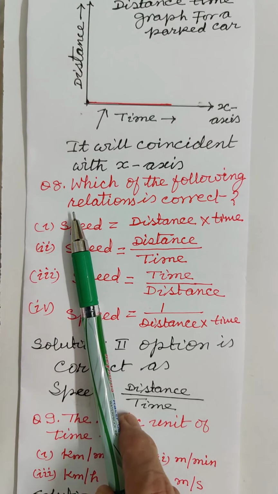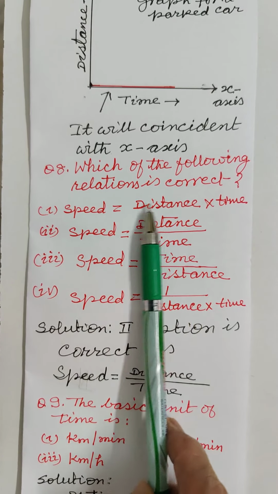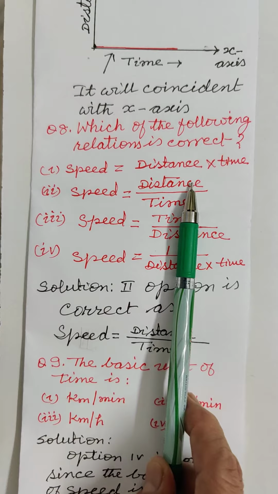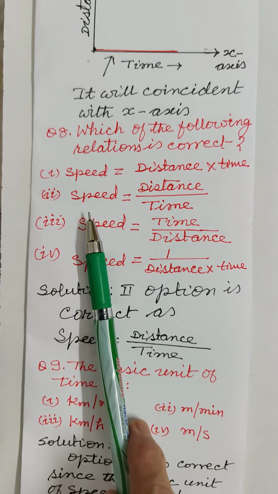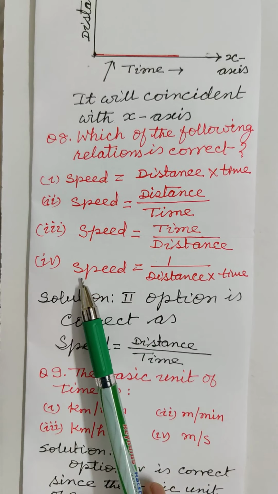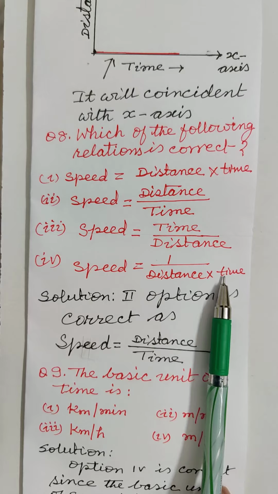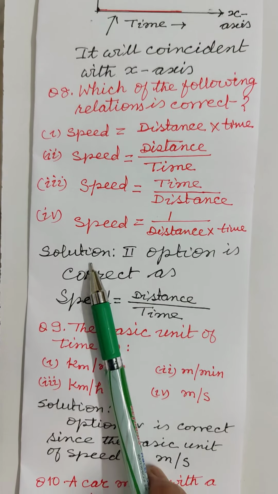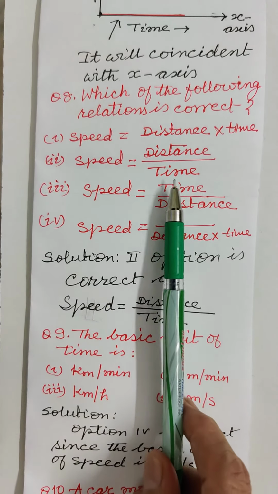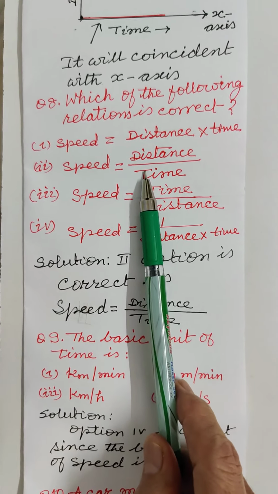Question number 8 now. Which of the following relations is correct? Speed is equal to distance into time. Speed is equal to distance upon time. Speed is equal to time upon distance, and speed is equal to 1 upon distance into time. Solution: the second option is correct, since speed is equal to distance upon time.